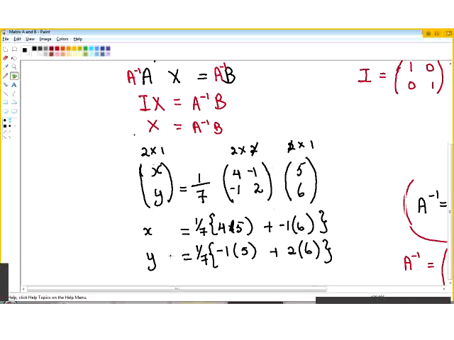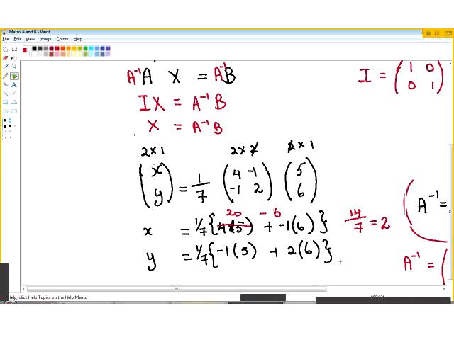So we do our calculations, and just look how simple it is. I'm just going to change colors so we could clear it up. 5 by 4, 20, and 6 by 1 gives you minus 6. Alright, so 20 minus 6 is going to give you 14. So it's 14 divided by 7, so we get 2.